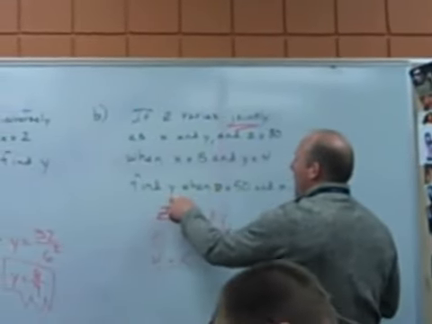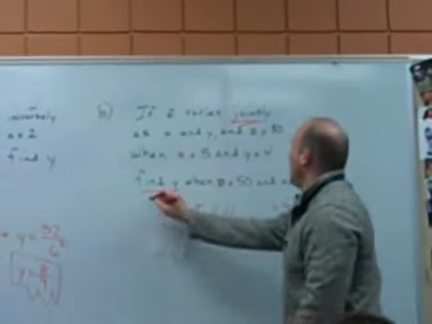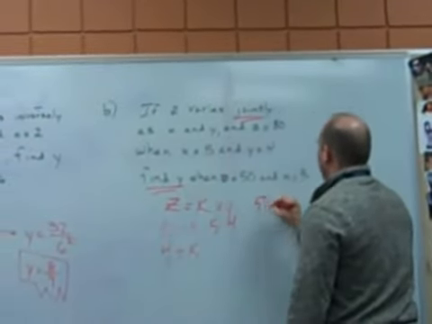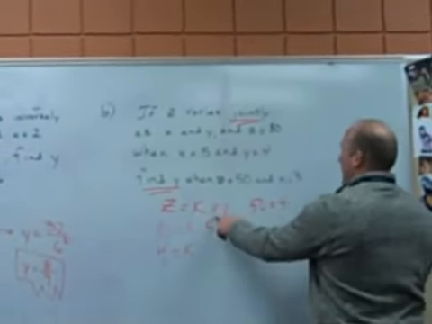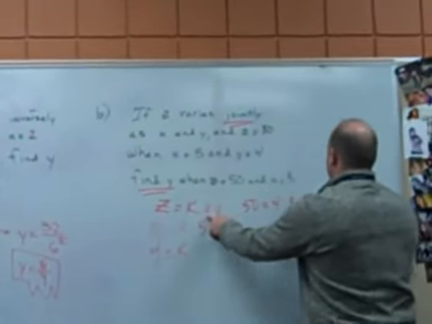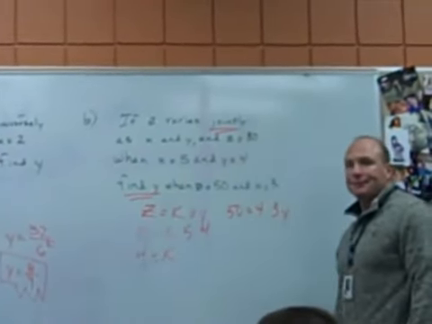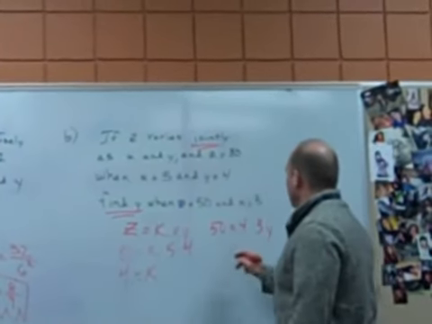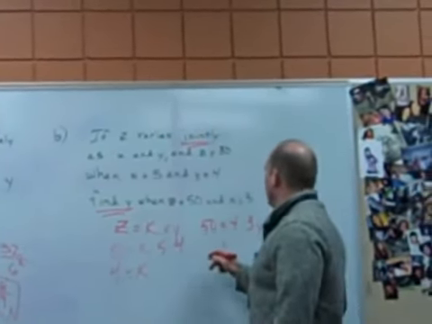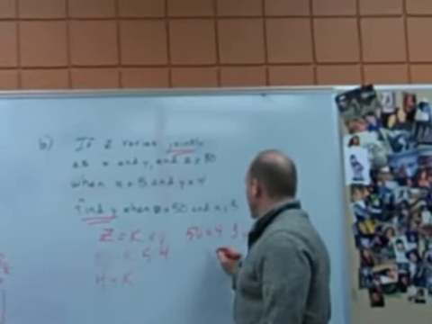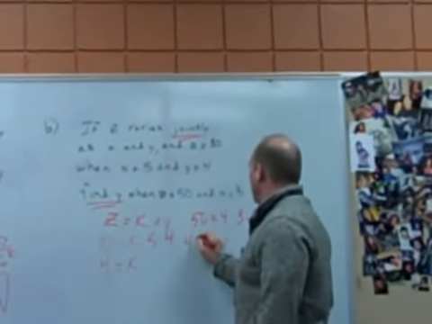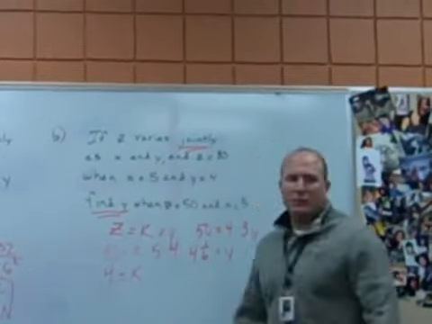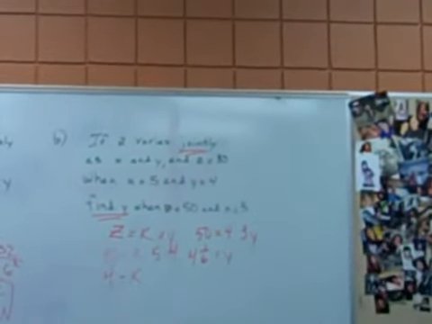Now I'm going to come back and find Y when Z is 50. K value is 4 and my X value is 3. Can you do it? Writing fast. 4 and a 6th, is it? Some people just put 25 over 6.